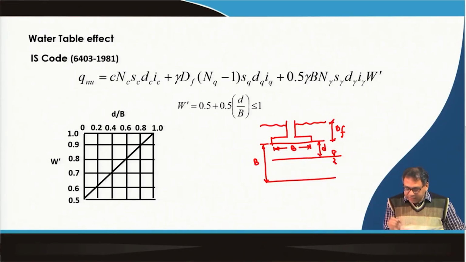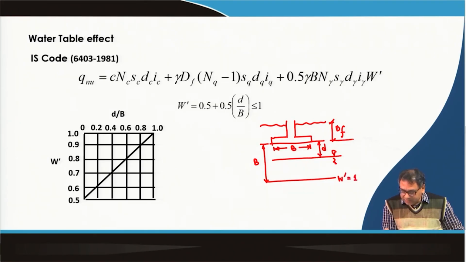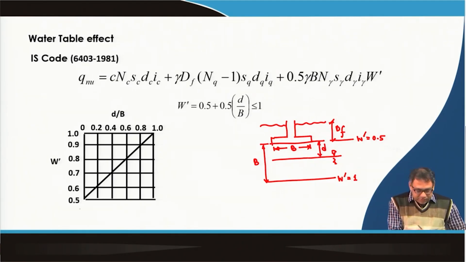Okay. So, now if d by B is equal to 1, that means d is equal to B, that means your water table is at a depth of B from the base of the foundation, then definitely W dash will be 1, and at this position W dash equals 0.5. Now, if d is equal to 0, that means the water table is at the base of the foundation, then the W dash value will be 0.5. In between that we can use this chart.